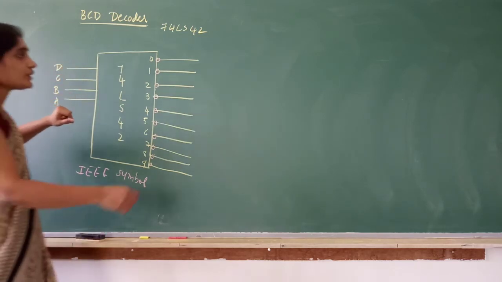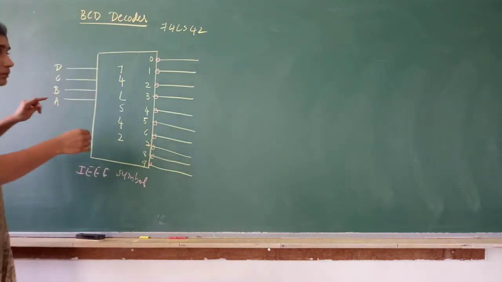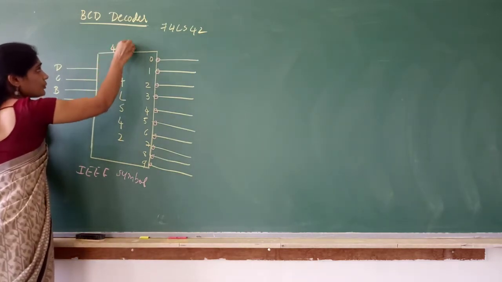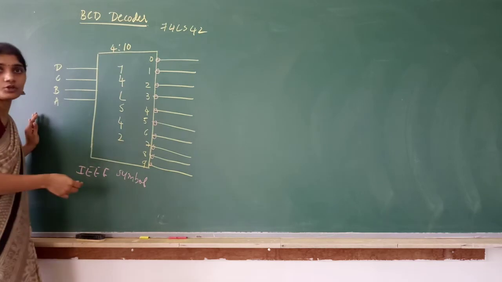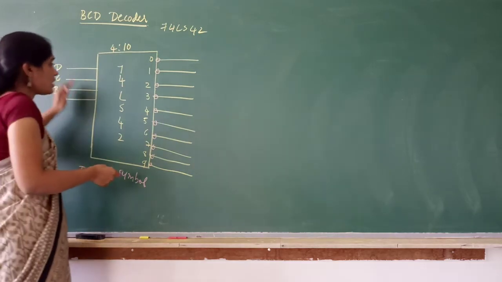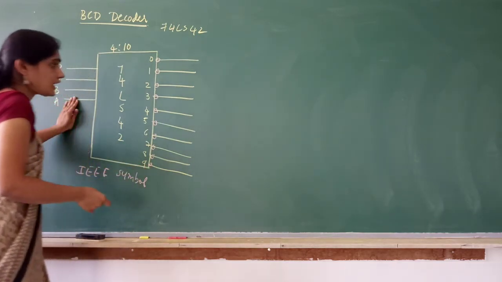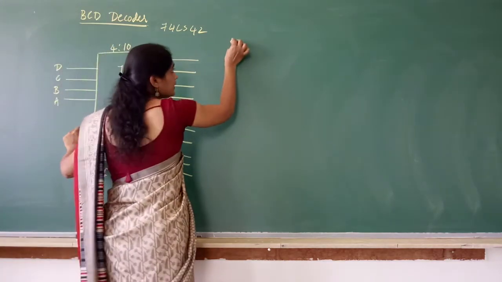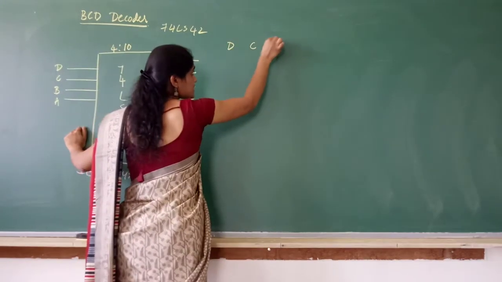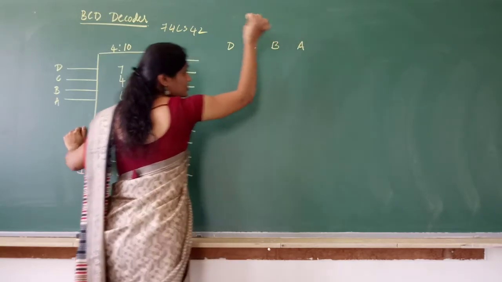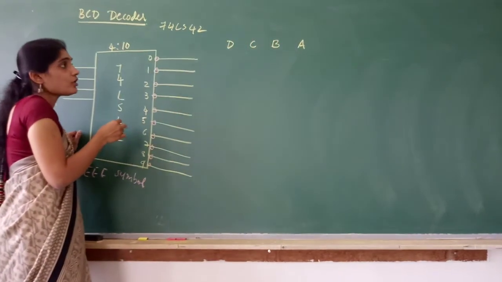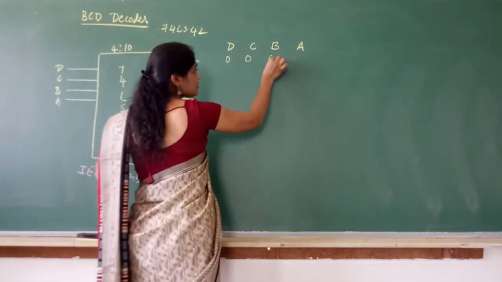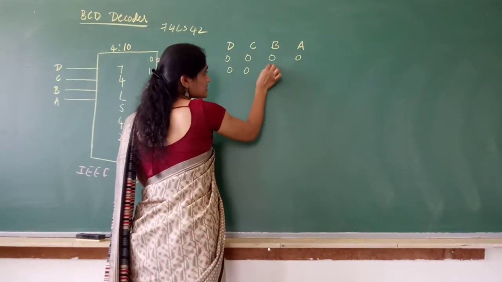And here also, now let us write the truth table. Pin configuration is clear. It has 4 inputs and 10 output lines, from 0 to 9. So now what are the inputs we have? We have the inputs A, B, C, D. So I'll write the truth table here. So these are the inputs we have. 4 inputs means the combinations are 0000, 0001.